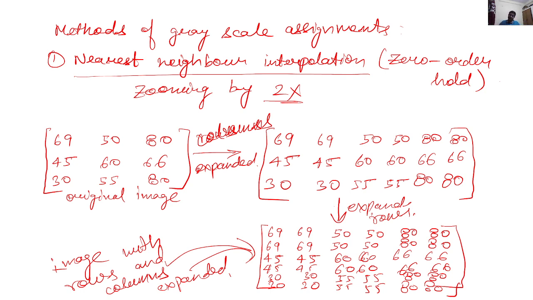Now let's look at the second basic method of grayscale assignment, which is the bilinear interpolation, or first order hold.